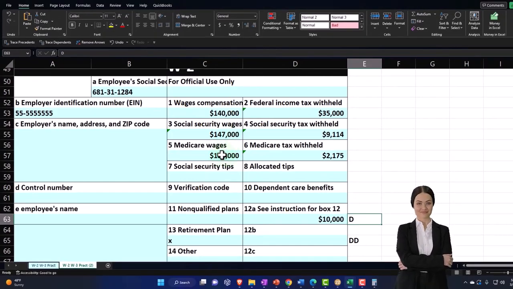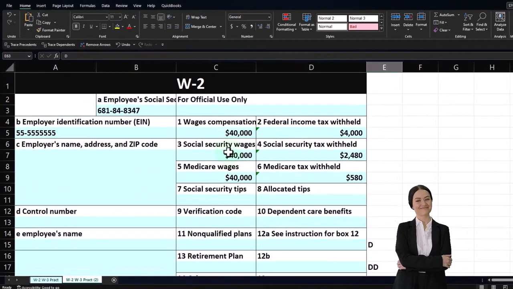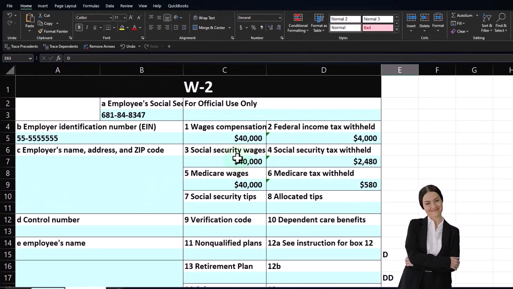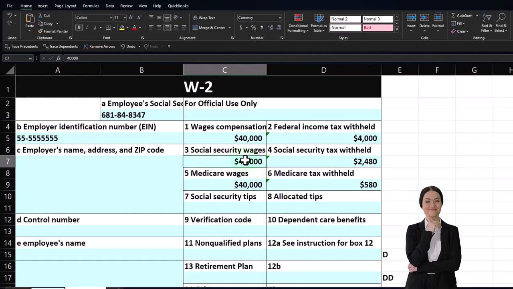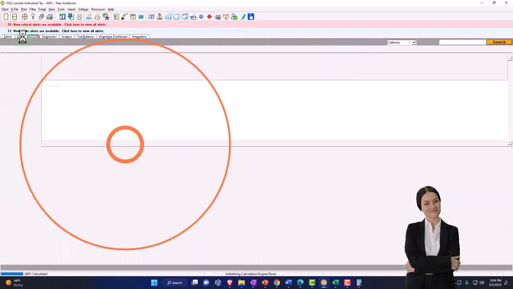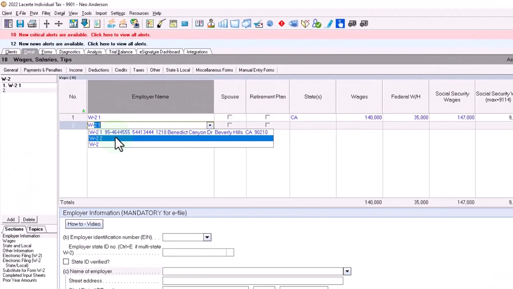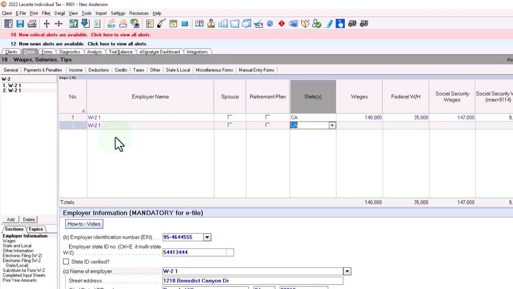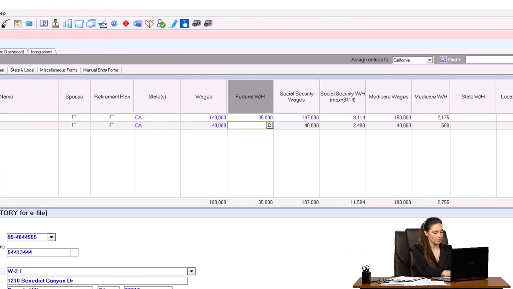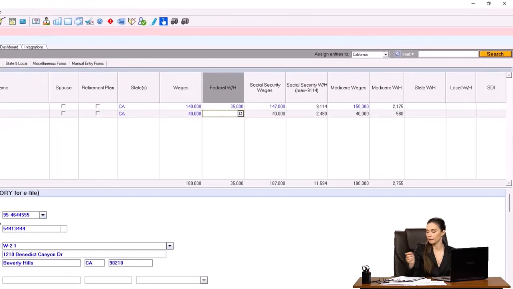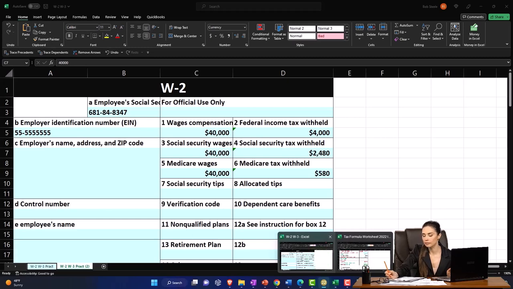So let's say we had this W-2 and then this W-2 for the same person, right? Then they're gonna have overpaid on the Social Security wages if I combine them together. So for example, I'm gonna go back on over, say I have a single individual, a second W-2, and then this one was 40,000, and we're gonna say that we withheld, let's say, 4,000.